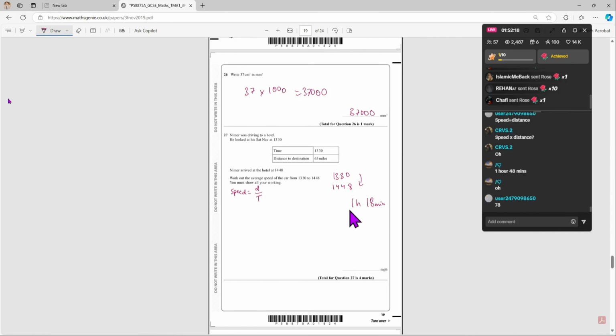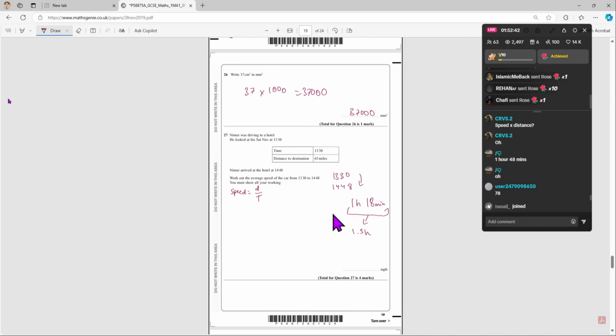Is 1 hour and 18 minutes. And then you can convert the 1 hour and 18 minutes to only hours, which is going to be 1.3 hours. 1.3 hours, okay? Now, once we have done that, we know that the distance was 65 miles. We have to calculate the average speed.